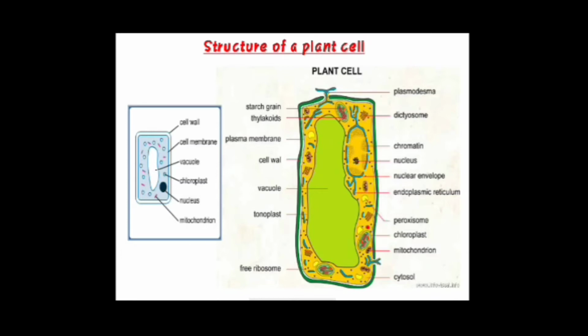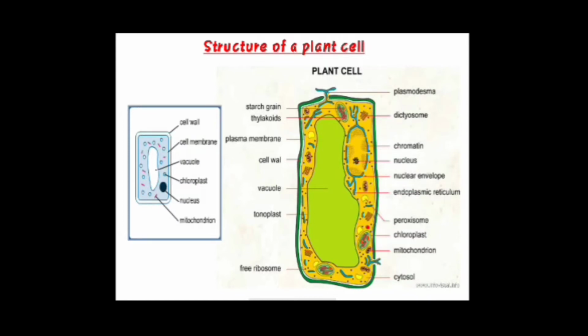Now, here you can see the structure of a plant cell. Students, the diagram given on the left hand side in the box is also of a plant cell. You can make out certain differences between the plant cell and the animal cell. In that particular box, the labeling shows a cell wall. The plant cell wall is made up of cellulose, and only the plant cell contains a cell wall. Then there is the cell membrane.